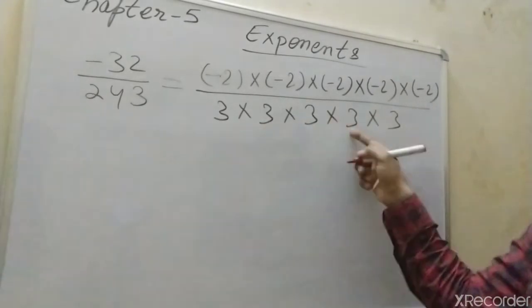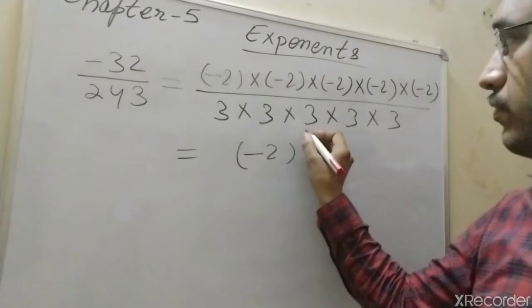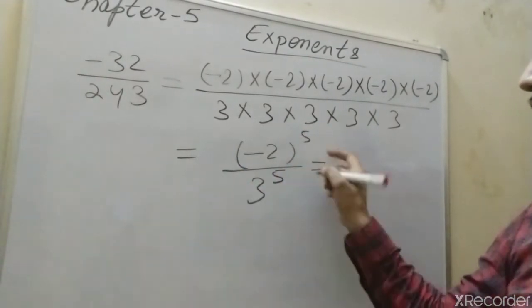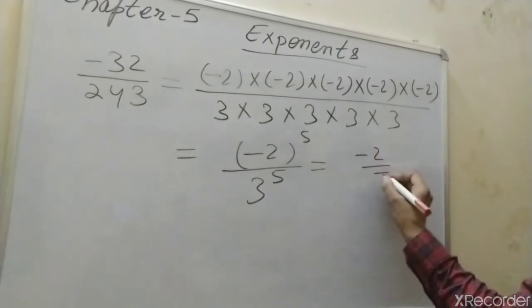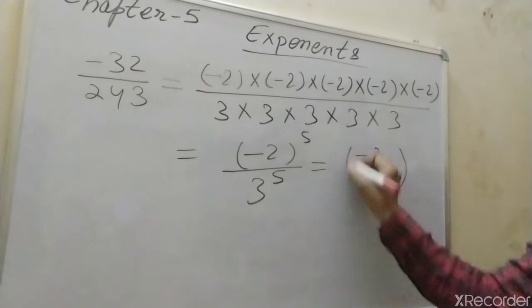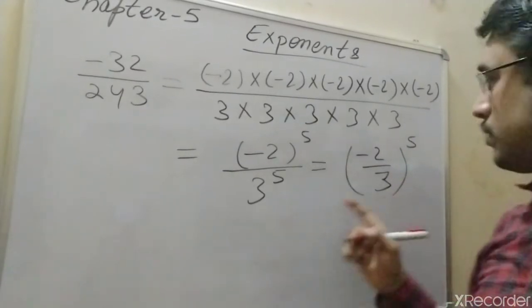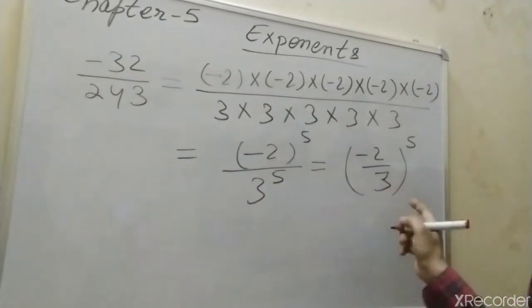So 1, 2, 3, 4, 5. Now you can write that minus 2 to the power 5, and here 3 to the power 5. Now this 5 you can take common, and then you can write that minus 2 by 3 to the whole power 5. Okay, so this way we can represent such number also after prime factorization into exponential form.